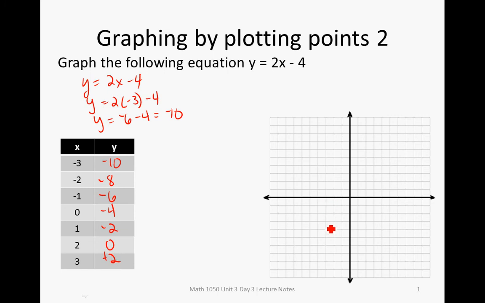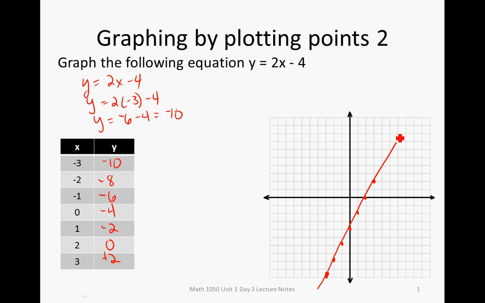Okay, you're back. So I'm working on graphing negative 3, negative 10, and there is the value of negative 3, negative 10. And then I want negative 2, negative 8; negative 1, negative 6; 0, negative 4; 1, negative 2; 2, 0; and 3, positive 2. Okay, there is our value, and so that is a line.